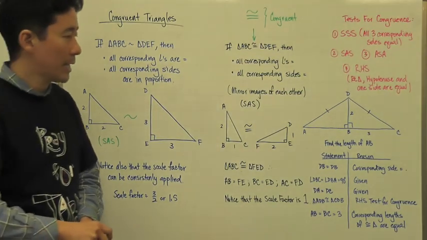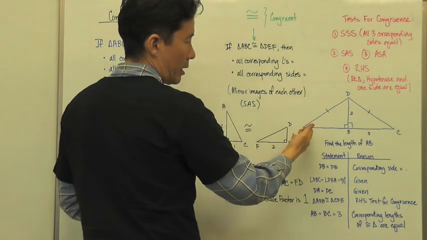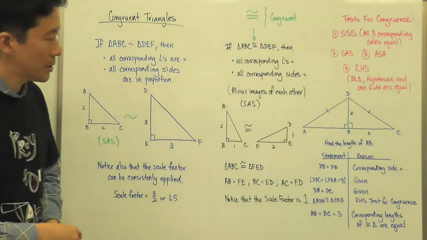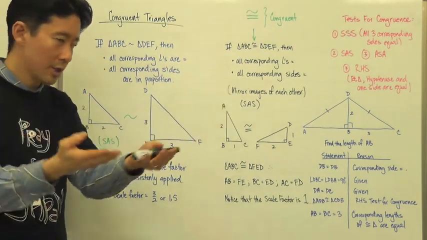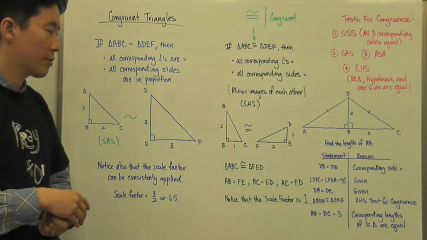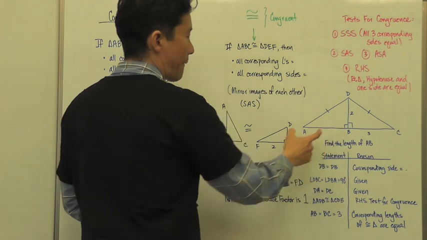Okay, let's take a look at one last example. Let's say, for example, I have this triangle here, A, B, C, and D. Those are the vertices of the different parts. Notice we have one large triangle and it's cut up into two other right angled triangles. And we want to find the length of AB.